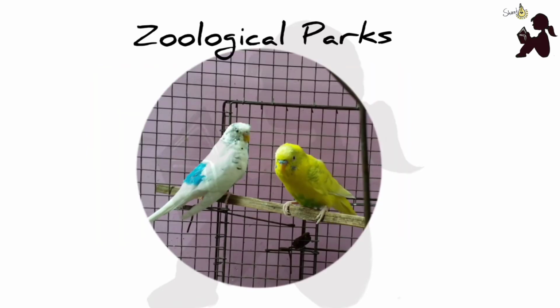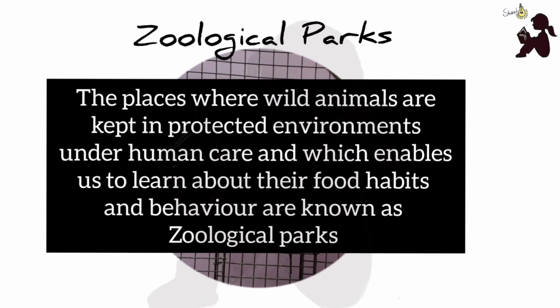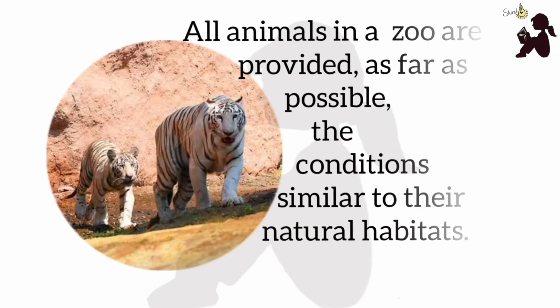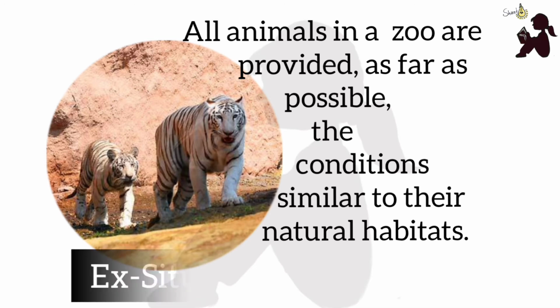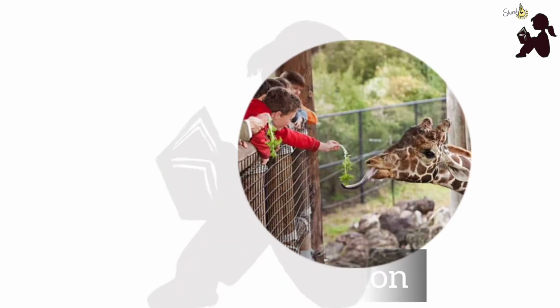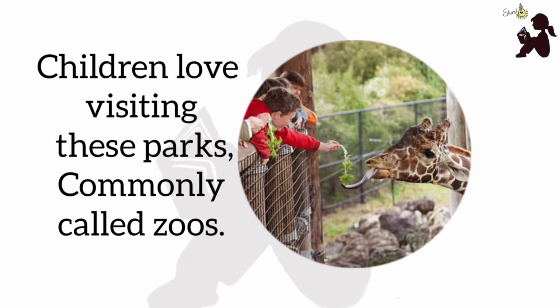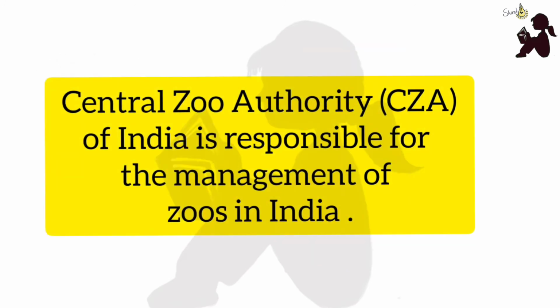Then the zoological parks. The places where wild animals are kept in protective environments under human care and which enable us to learn about their food habits and behavior are known as zoological parks. All animals in a zoo are provided as far as possible the conditions similar to their natural habitats. So it's also an ex situ conservation. Children love visiting these parks, commonly called zoos. Central Zoo Authority or CZA of India is responsible for the management of zoos in India.